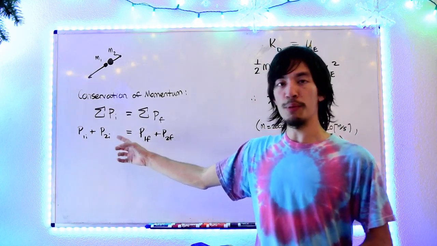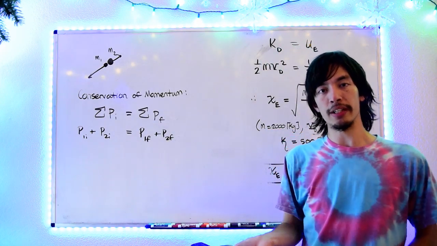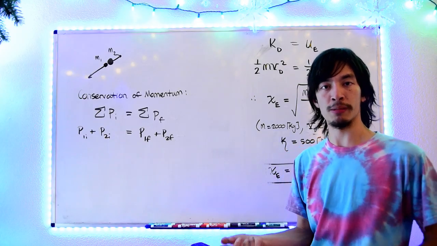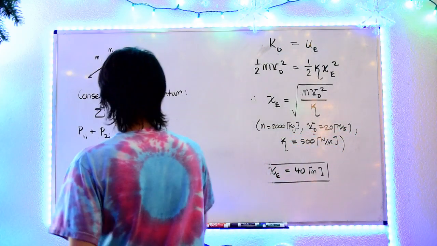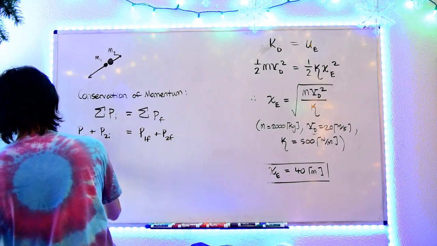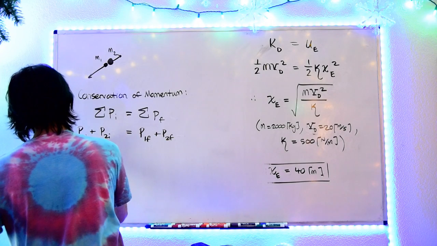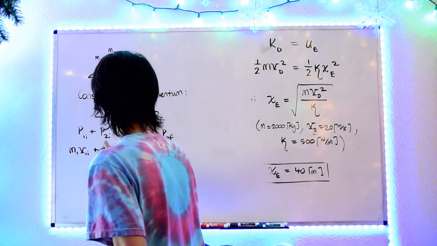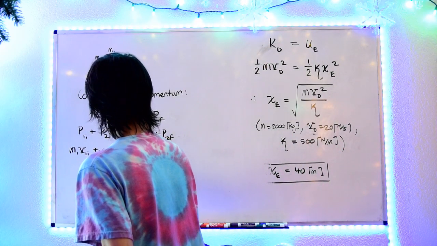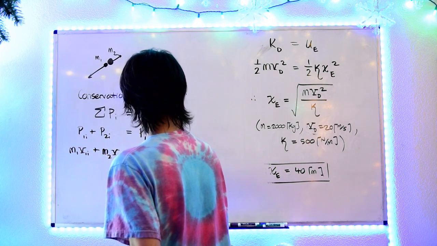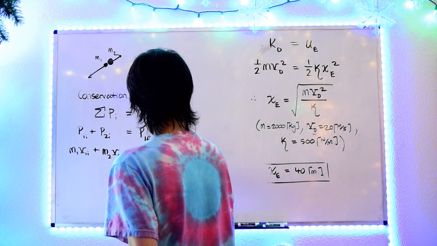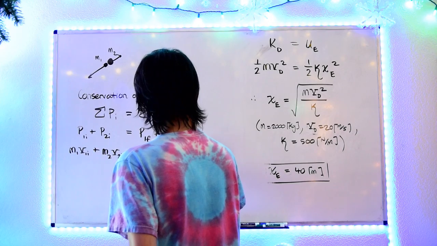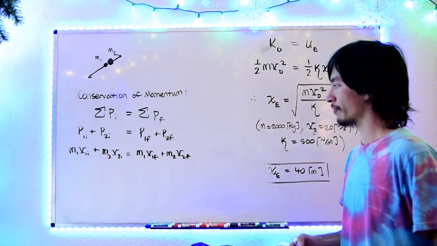The definition of momentum is mass times velocity, so we expand out each of the terms as mass times velocity. So we state that it's M1 V1 initial, expanding that term out, and the same for all the rest of them. So M2 V2 initial equals M1 V1 final plus M2 V2 final.